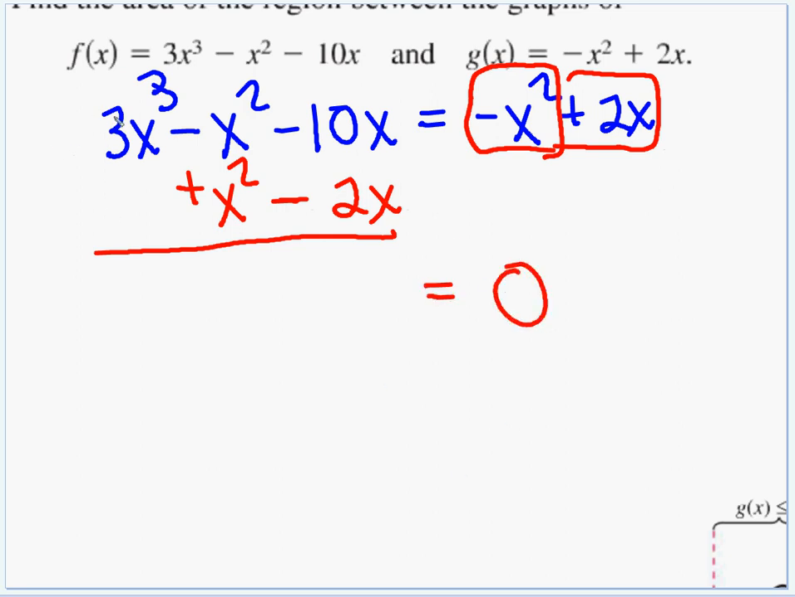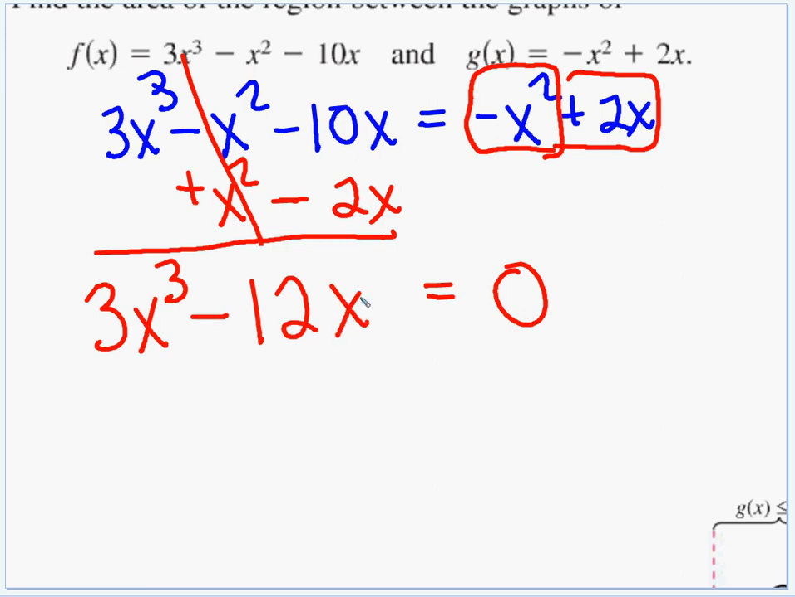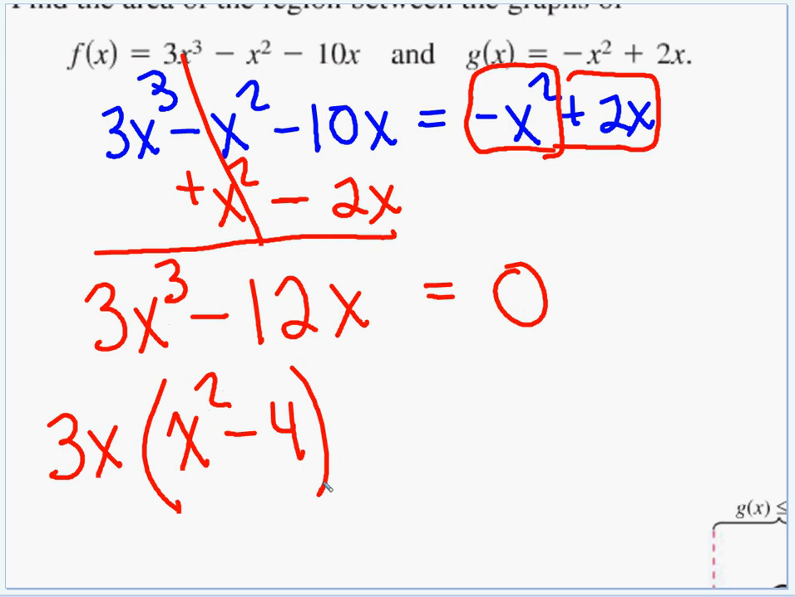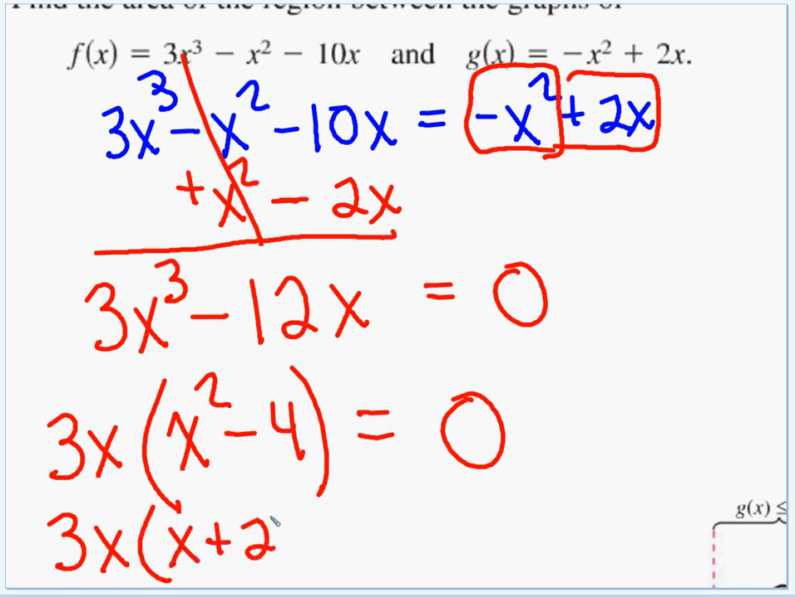And what is going to equal 0? We've got 3x cubed. The x squareds cancel out. And then we've got a minus 12x, and that's equal to 0. So let's see, we can factor out a 3 and an x. And that's going to leave us x squared minus 4. Now we could just set those equal to 0, or I'm in the mood to factor one more time. So x squared minus 4 becomes an x plus 2 and an x minus 2. And that's equal to 0.